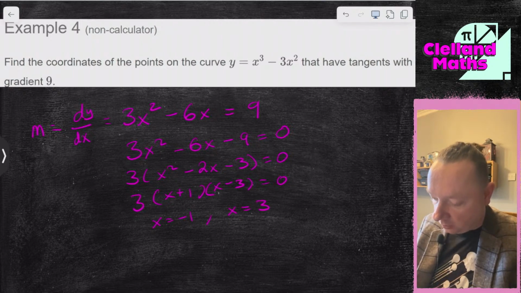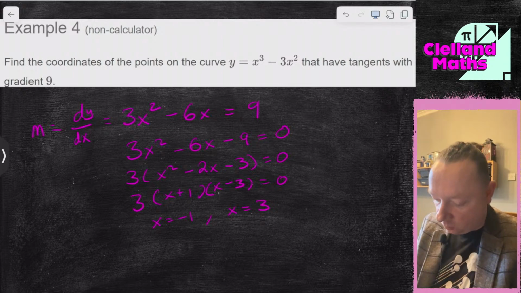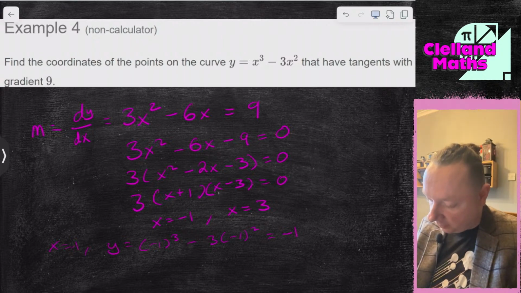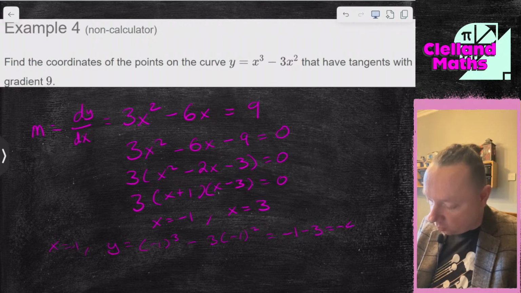Find the coordinates of the points. Well, I've got an x, I need to find a y. So when x is minus 1, y is minus 1 cubed minus 3 times minus 1 squared, which is minus 1. Minus 1 times minus 1 is 1. 1 times 3 is 3. So that's minus 4. Our first coordinate is (minus 1, minus 4).